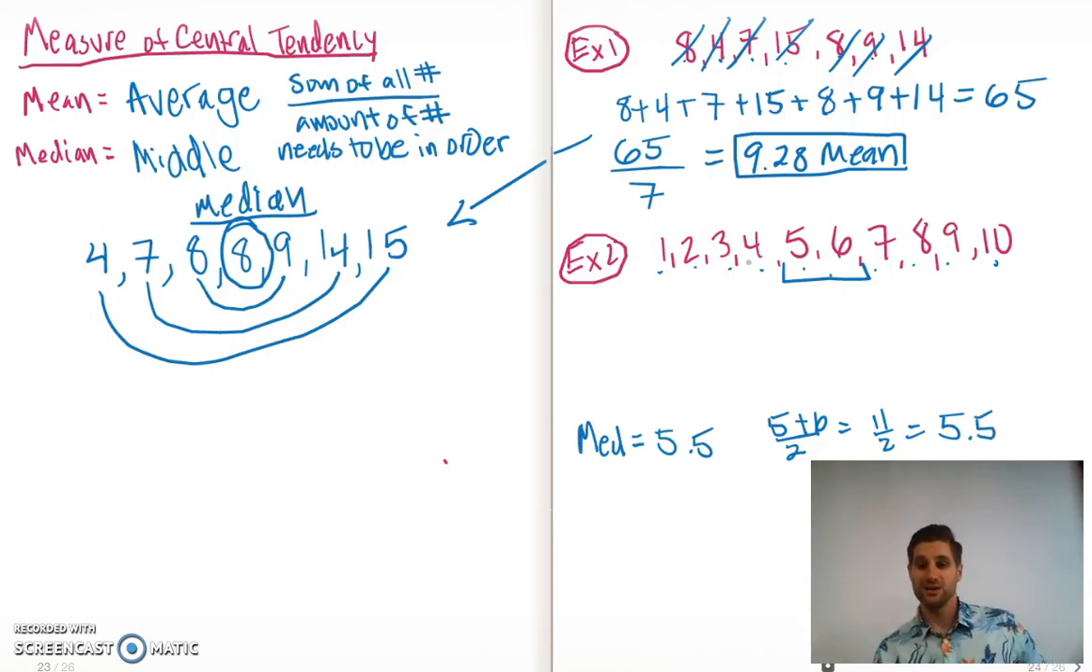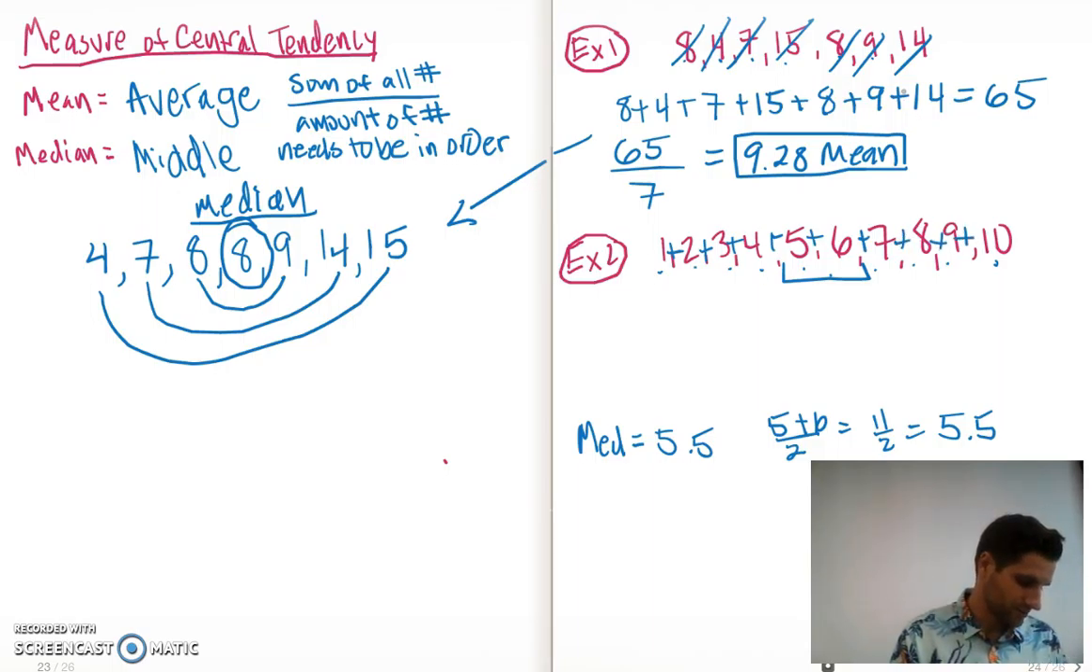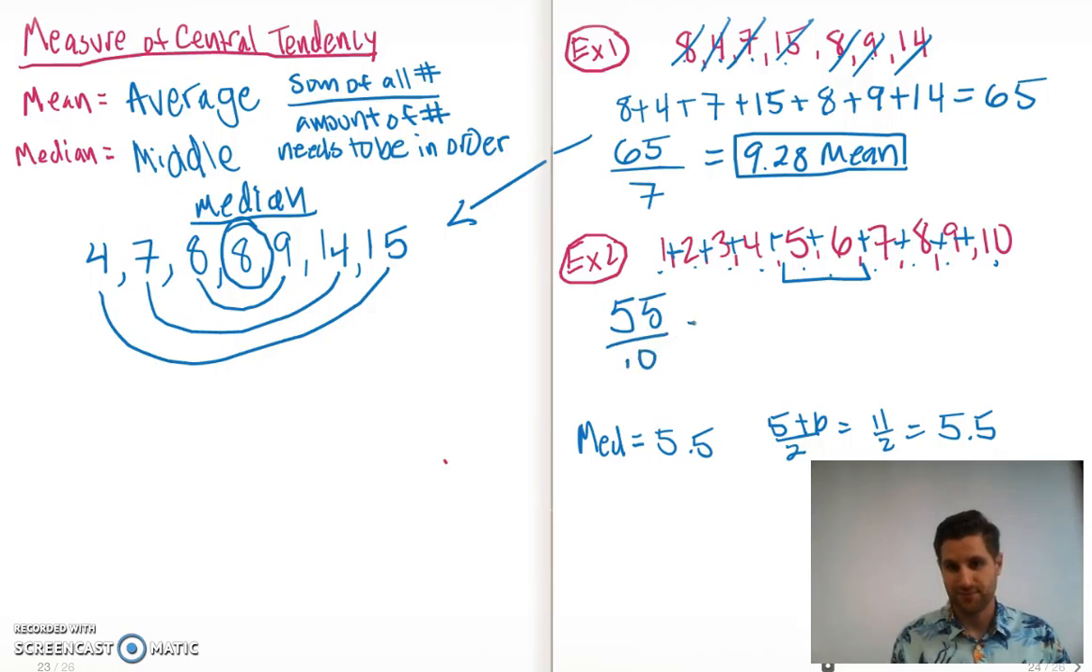Now let's go ahead and find our mean. We just have to add all these up. So this becomes a plus sign in between all these. Add them all up. You can do that in your calculator. I'm going to do it right now. 1 plus 2 plus 3 plus 4 plus 5 plus 6 plus 5 plus 6 plus 7 plus 8 plus 9 plus 10, and I get 55. So the sum is 55, divided by 10 numbers, and we get 5.5.